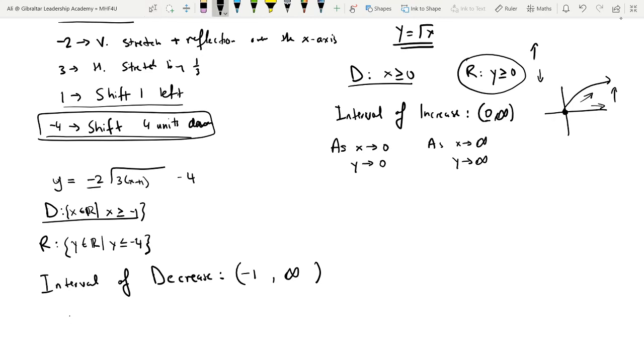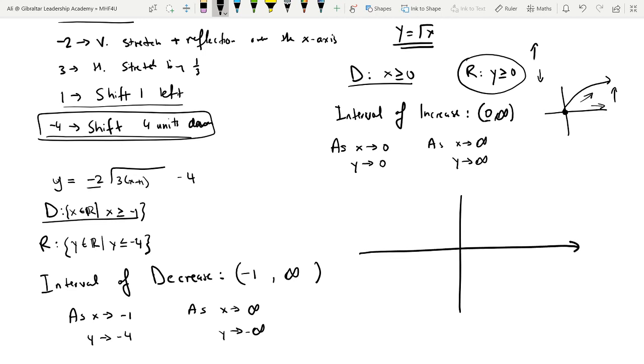As for our end behaviors, as x approaches -1 would be one of them, and as x approaches positive infinity would be the other one. So as x approaches -1, I know that my y value is going to approach -4, and as x approaches infinity, y value would approach. So as x approaches positive infinity, y approaches negative infinity.